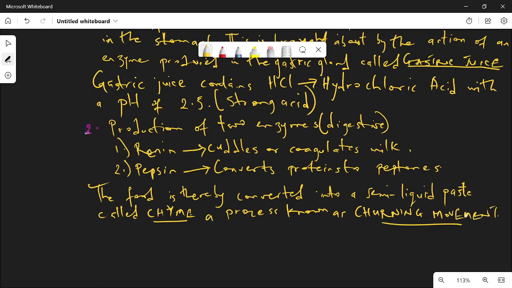That's what we refer to it as. It is called what? Churning movement. The process of converting the food from the solid substance to a semi-liquid paste called chyme is referred to as what? The churning process.